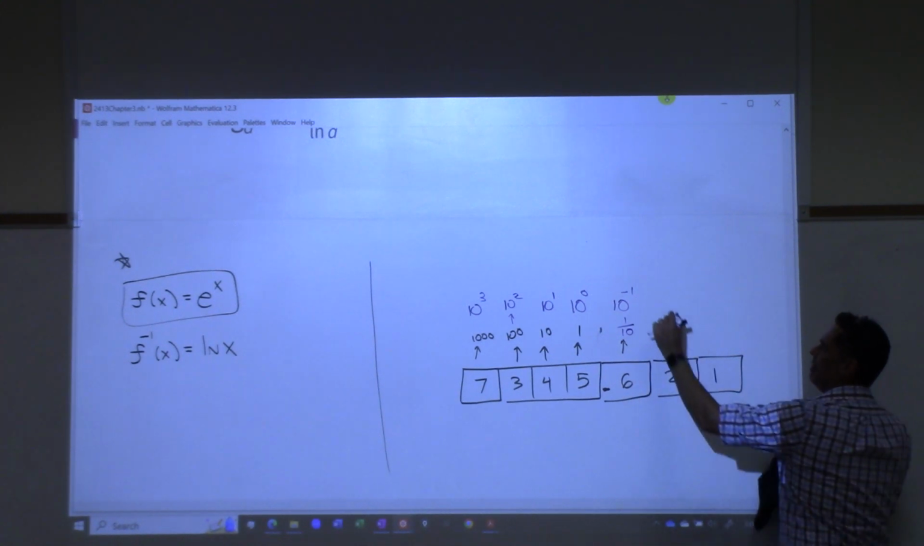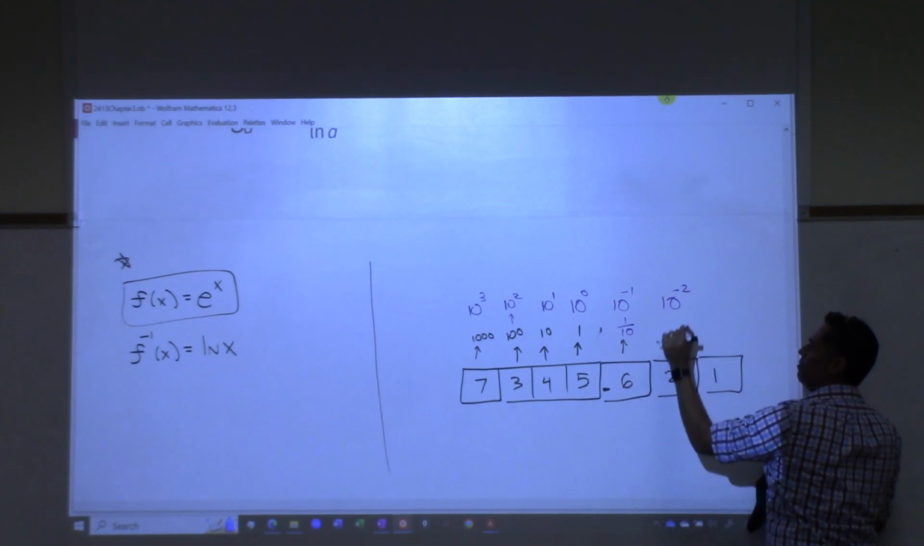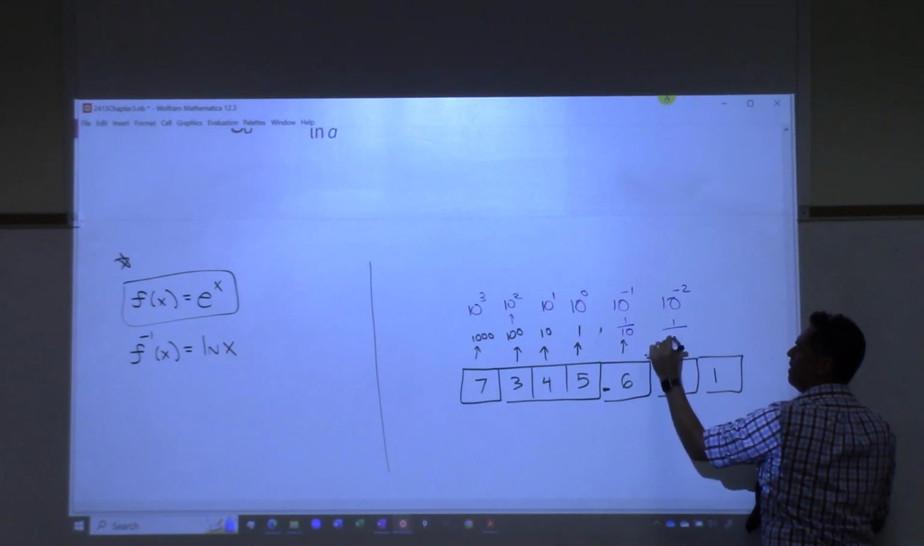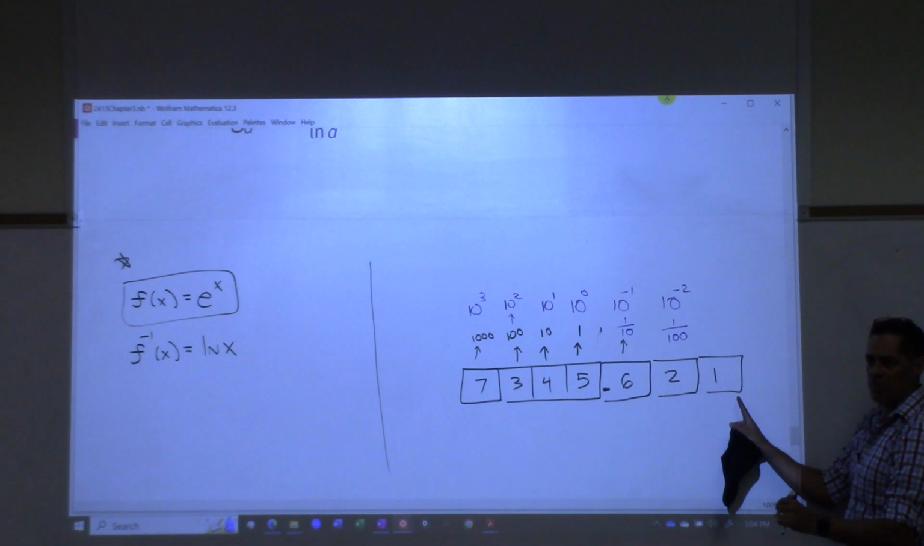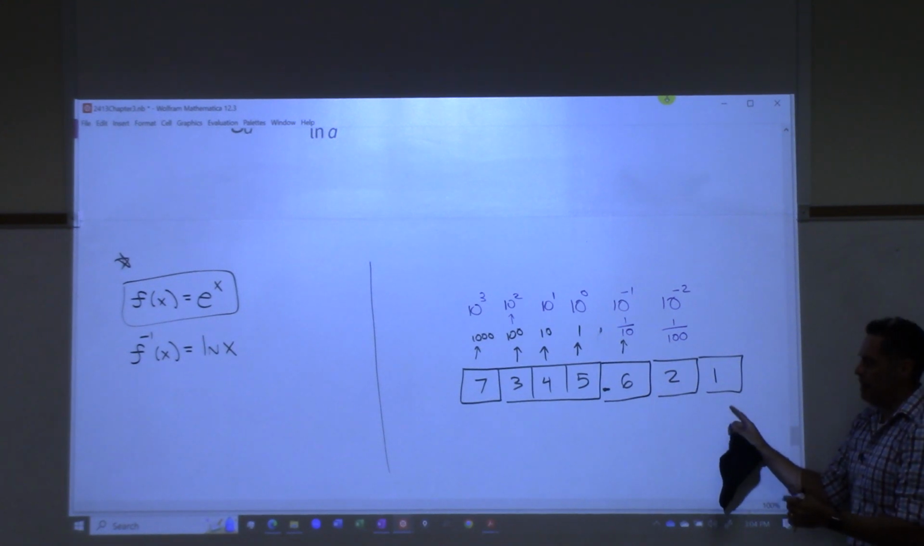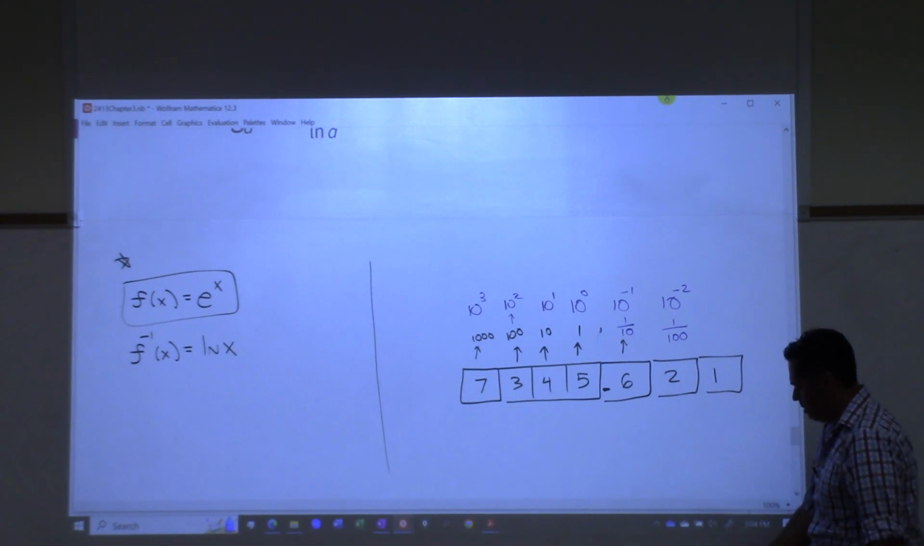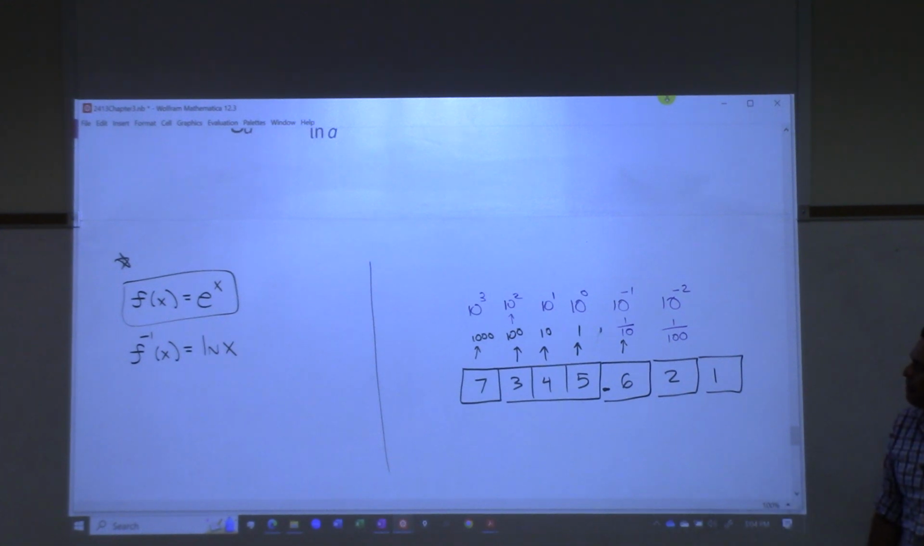What would the next one be? 10 to the negative 2. That would be 1 over 10 squared, which is 100, right? That's how many hundredths you have. Next one would be how many thousandths, right? Okay. Now, I'm almost done, not quite.